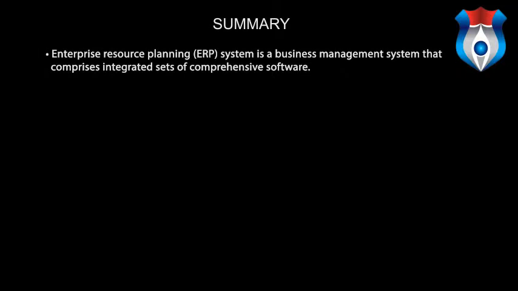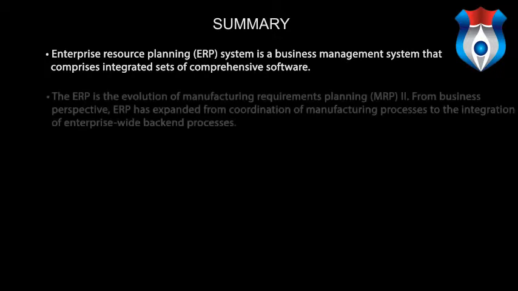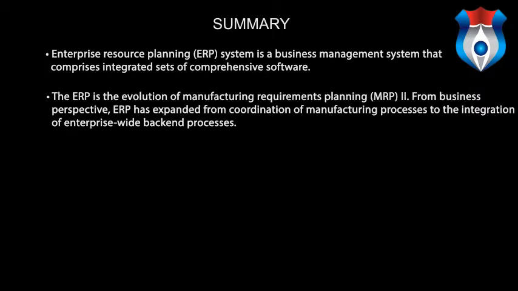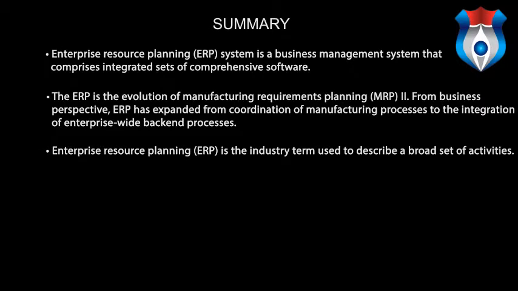Now in the end, let us summarize what we have learned in this lecture. An Enterprise Resource Planning (ERP) system is a business management system that comprises integrated sets of comprehensive software. ERP is the evolution of manufacturing requirements planning (MRP). Second, from a business perspective, ERP has expanded from coordination of manufacturing processes to the integration of enterprise-wide backend processes. Enterprise Resource Planning is an industry term used to describe a broad set of activities.